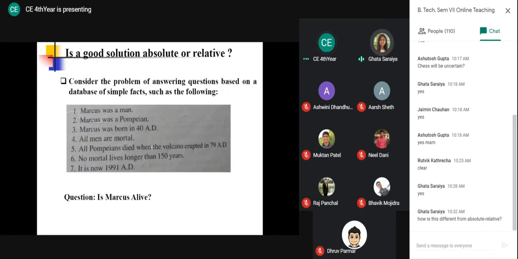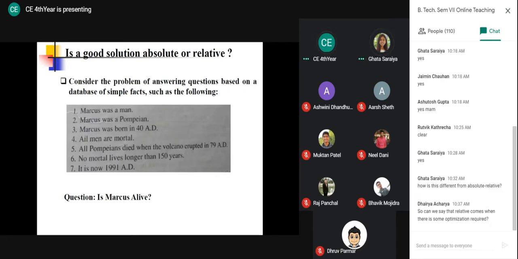Okay, ma'am, understood. So, ma'am, a path problem can be an absolute as well, right?